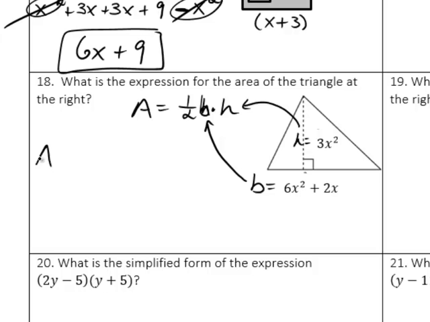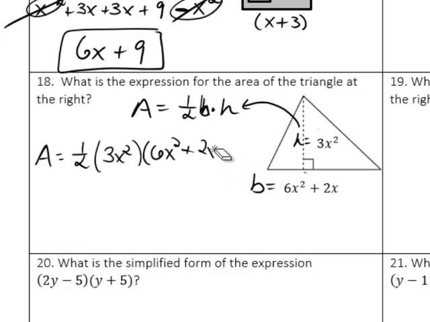So we have area equals 1/2 times 3x squared times 6x squared plus 2x. Okay, so all I did was plug in those two expressions, and now we're just going to multiply. So we know that we can distribute into the binomial. So let's go ahead and distribute the 3x squared into the binomial.